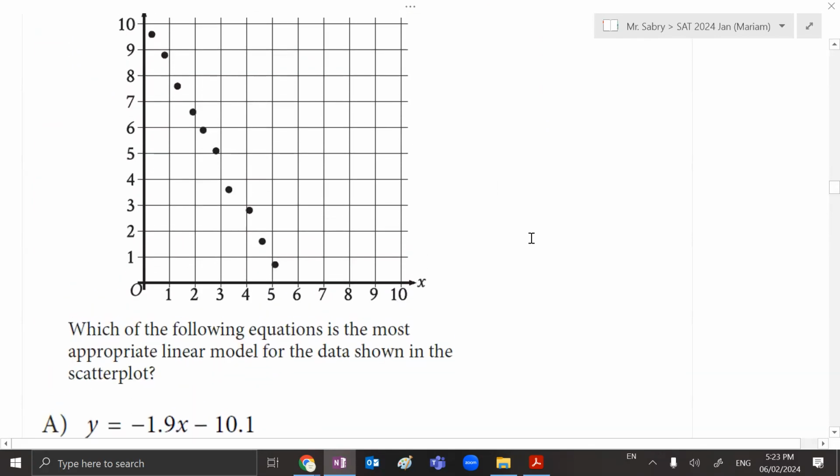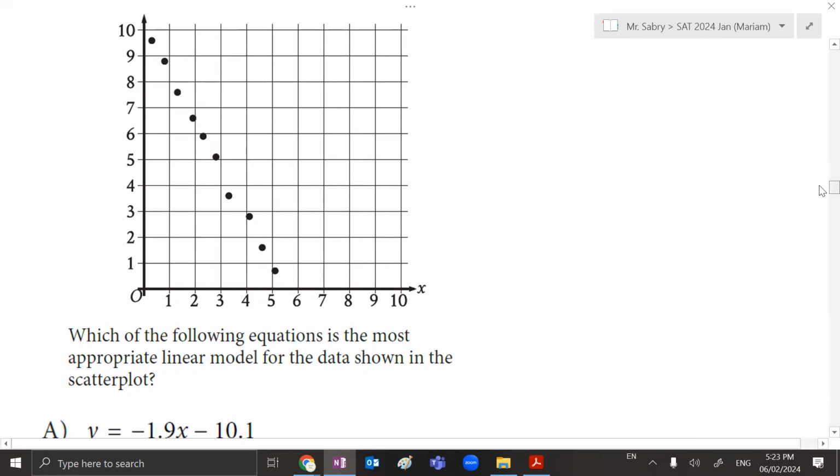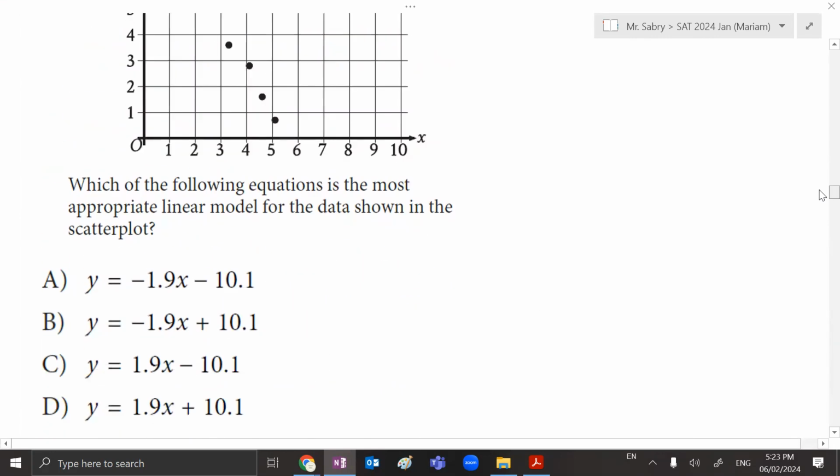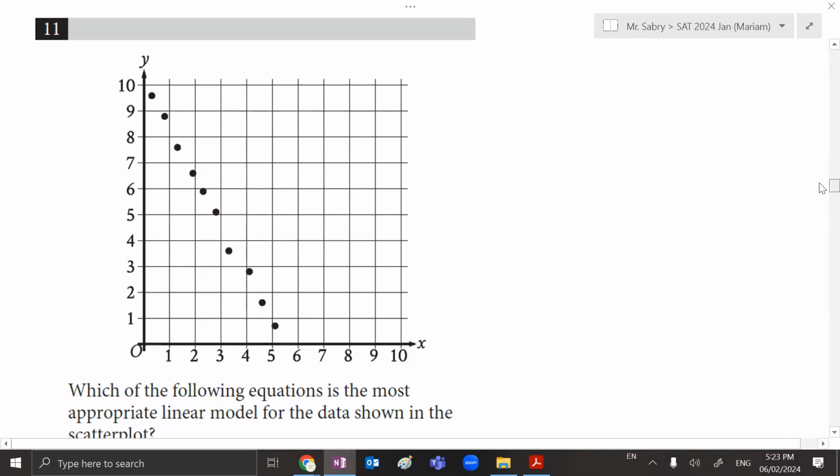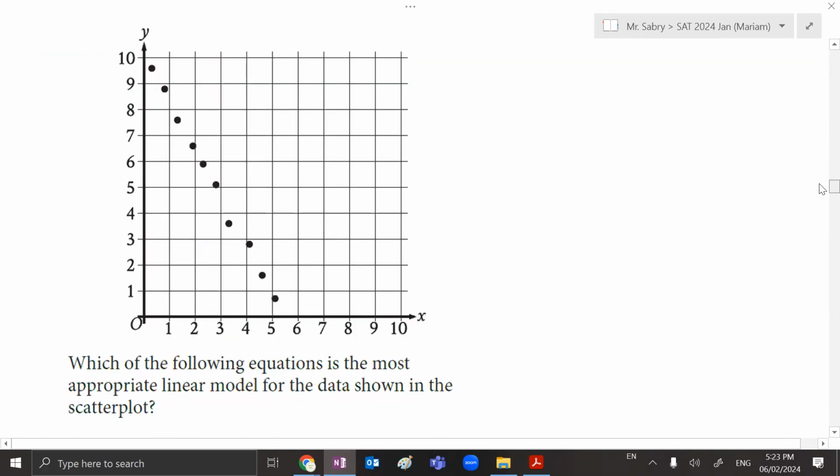Question 11. Which of the following equations is the most appropriate linear model for the data shown? Scatter plot. So I have a line drawn here and it asks which of the following equations is the correct equation for this line. The first thing we do in any linear equation is look at the start and end.